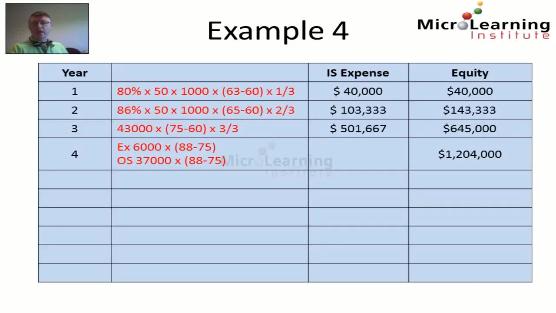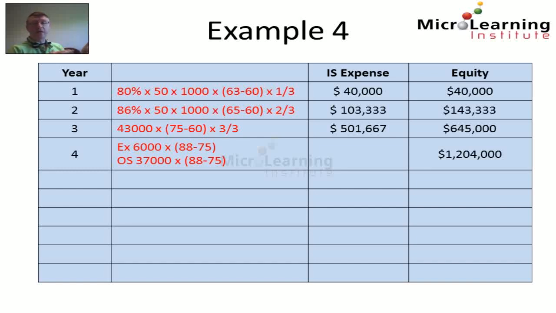So for year 4, in order to calculate the cumulative equity, we have to calculate the intrinsic value of the options that were exercised, and of course he tells us in the question that there were 6,000 options exercised, the share price is 88, and incrementally up from what we had recognized to date of 75. So the incremental intrinsic value is the difference between the 75 and 88, and again for 6,000 options.